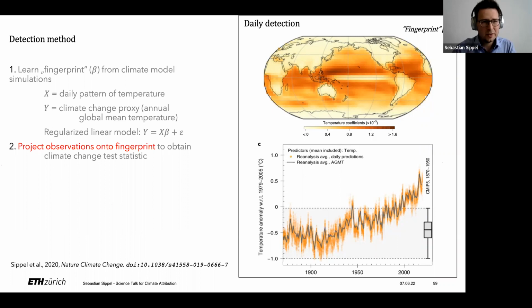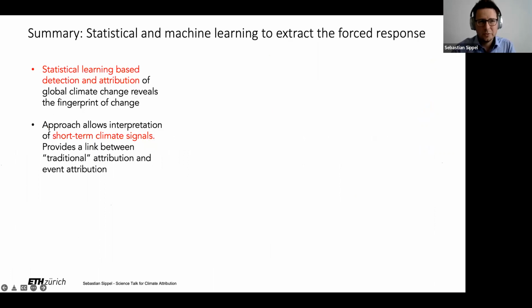Anyway, to summarize, the statistical learning-based detection attribution of global climate change does reveal also a fingerprint of change that's a little bit different than the fingerprint in traditional detection attribution, but it follows a similar logic. And this approach in the illustration I presented allows an interpretation of short-term climate signals. And in that way, it provides a link between traditional fingerprinting-based attribution and event attribution, in the sense that we look at any individual day on a global scale as an event.